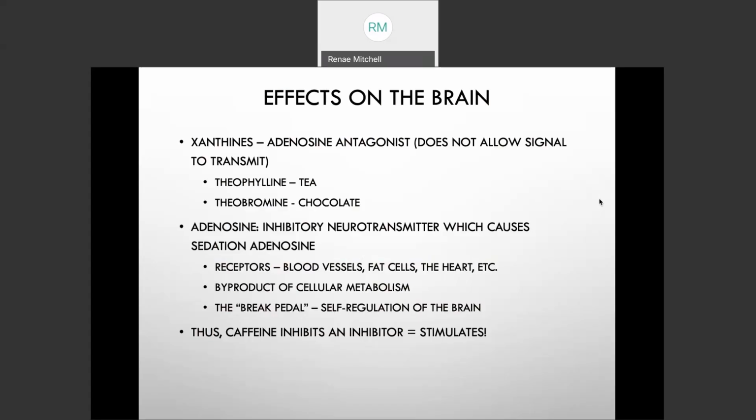So what's happening here is we get a double negative. Caffeine inhibits an inhibitor, which means that it then stimulates. So inhibitory neurotransmitters, the adenosine, going about its business, slowing things down in the brain, and then xanthines come along and they block that up. And they say, adenosine, stop, slow your roll. You can't regulate things anymore. So without that regulation, the nervous system starts to activate, intensify and stimulate. And that's how you get the stimulating effect of caffeine on the brain.